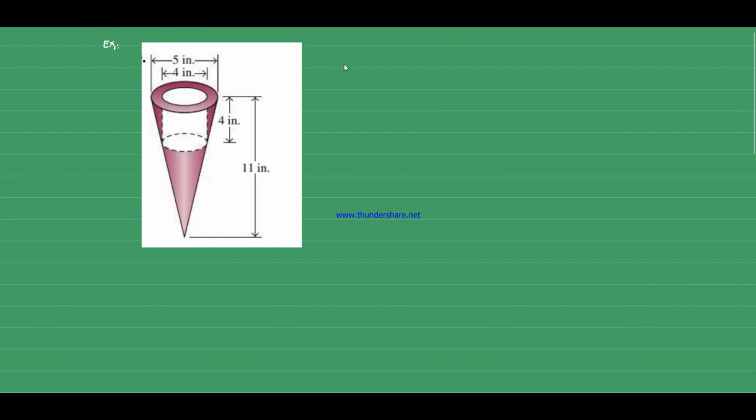So you see the volume of the purple will be the volume of the cone minus the volume of the cylinder. All right, so let's find the volume of the cone. The volume of the cone is 1/3 pi r square h. So we can find the radius of the cone over here, it will be 5/2, so it's 1/3 pi times 5/2 squared, right? And the height is 11.